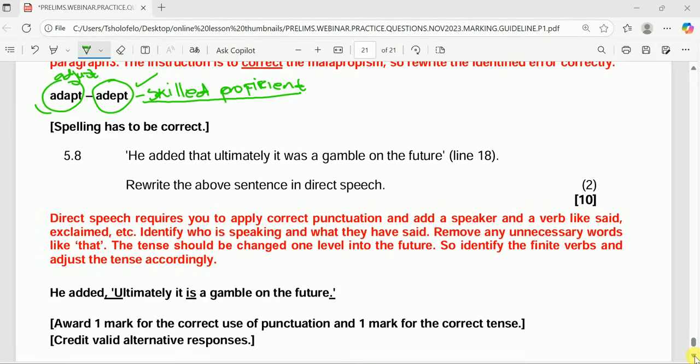Direct speech requires you to apply correct punctuation and add a speaker and a verb, like said, which is an introductory verb, or exclaimed. Identify who is speaking and what they have said. Remove any unnecessary words like that. The tense should be changed one level into the future. So identify the finite verbs and adjust the tense accordingly. Now it says that he added that ultimately it was a gamble on the future. Rewrite the above into what? The direct.